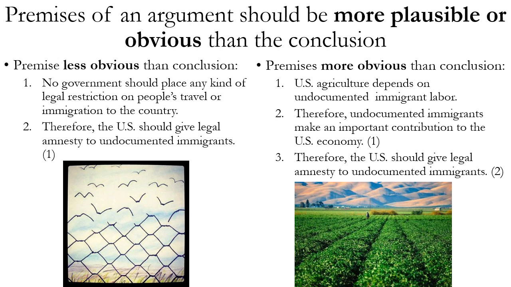So here's an example of an argument that does that, the argument we were looking at before. U.S. agriculture depends on undocumented labor. Therefore, undocumented immigrants make an important contribution to the economy. Therefore, the U.S. should give legal amnesty to undocumented immigrants. That conclusion may not be believed by someone who does believe the premises. They just hadn't really thought about what the logical implication of those premises are.